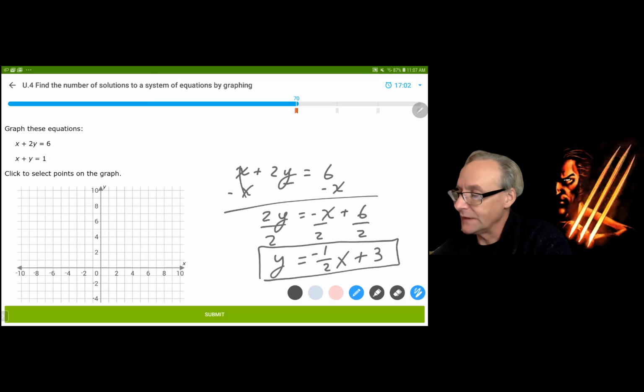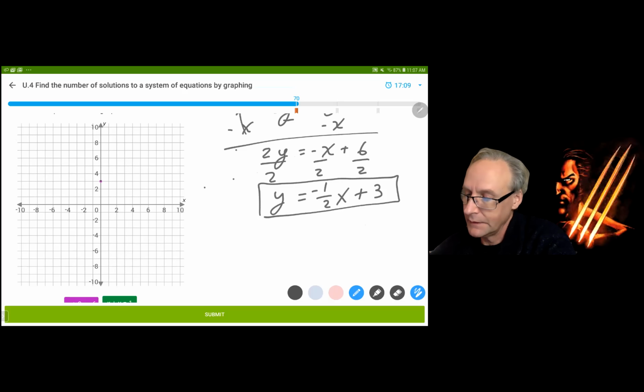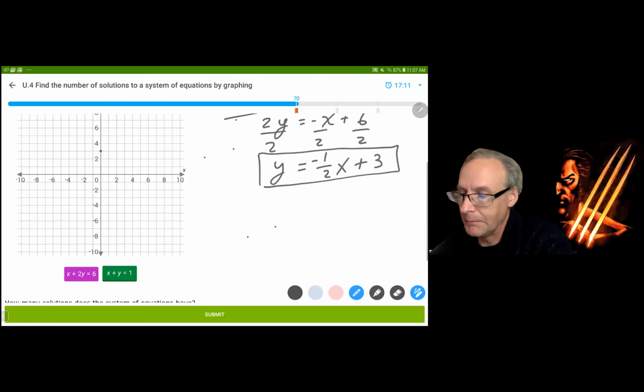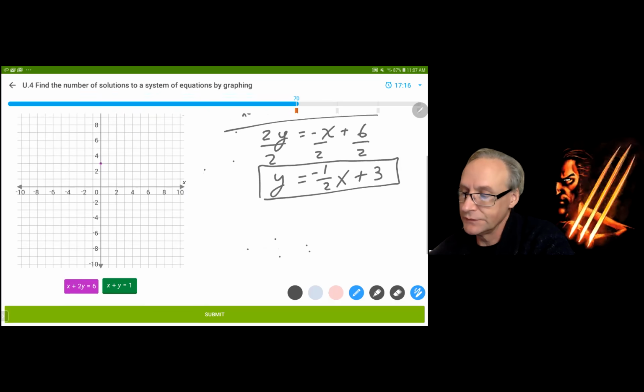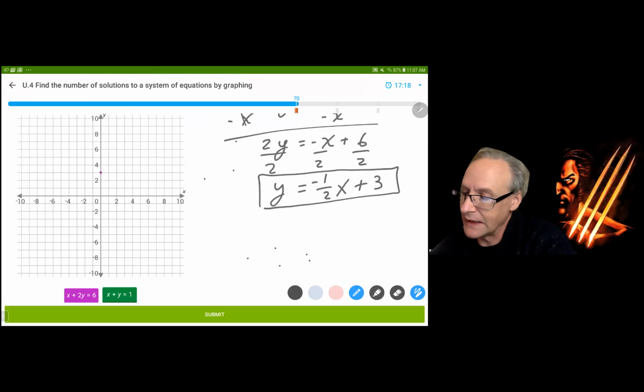And y equals -1/2 x plus 3. So we're going through 0, 3. Oh, make sure I'm in the right color here. And I am. So this purple one goes through 0, 3 and has a slope of -1/2, down 1/2. Now that's one way to graph that equation.